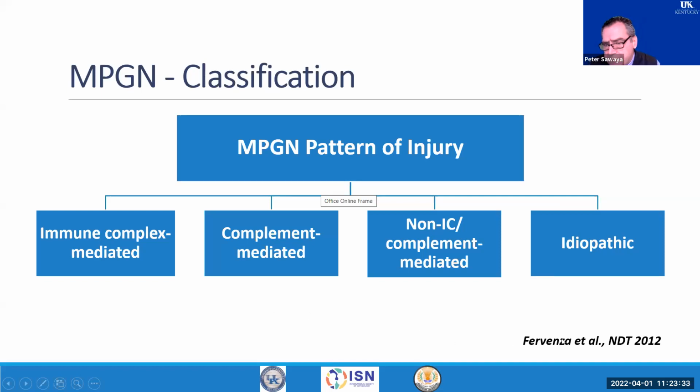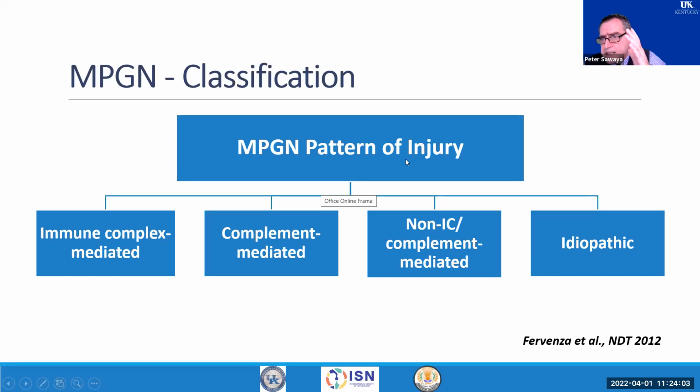So the new classification that Dr. Fervenza at Mayo in 2012 came up with really changed our way of looking at it. And now it's in every textbook, and of course in UpToDate. So we have first a pattern of injury. So please don't call it a disease. I don't want to call MPGN a disease. No, it's an MPGN pattern of injury.